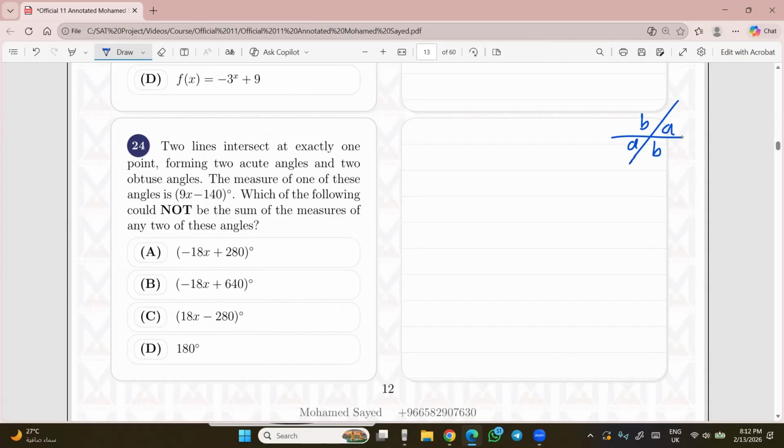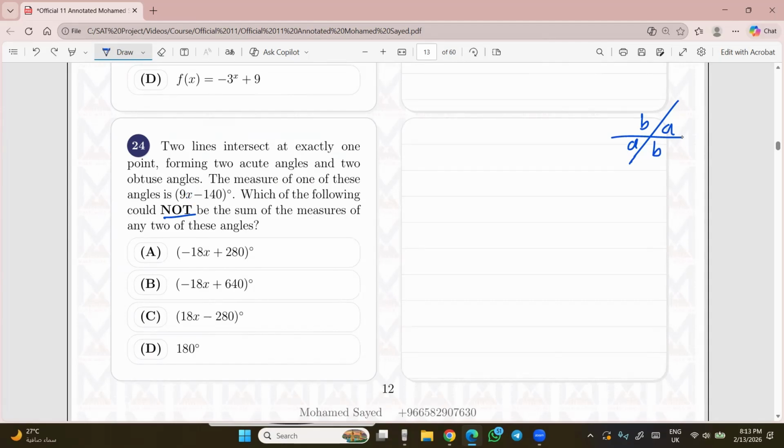And then the question is the measure of one of these angles. Maybe it's acute, maybe it's obtuse, whatever the number is. And the question asks which is not the sum of the measures. So 9x minus 140, what is the best method to answer this question? The best method here is to put any number instead of x, but try to make the number reasonable. I mean, replace x with a number.